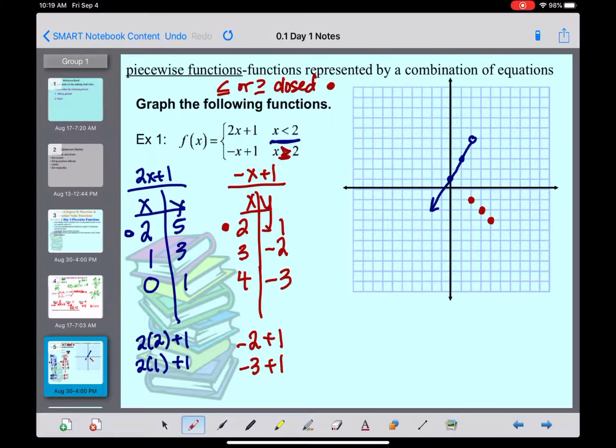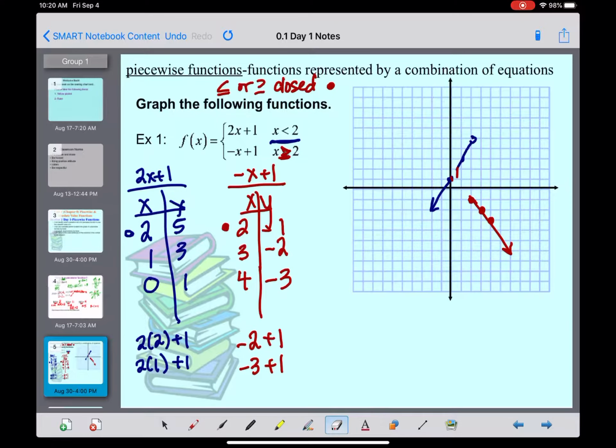Again, I want to make sure I'm drawing my line down and to the right. Sometimes I see people start drawing it this way. When you draw it going that direction, then that's not passing the vertical line test anymore. You don't have a function anymore. That's why those x values cannot go on the other side.